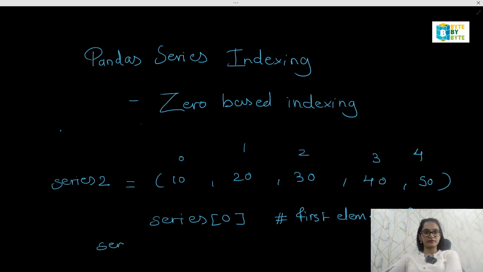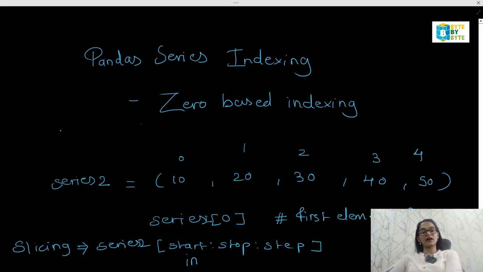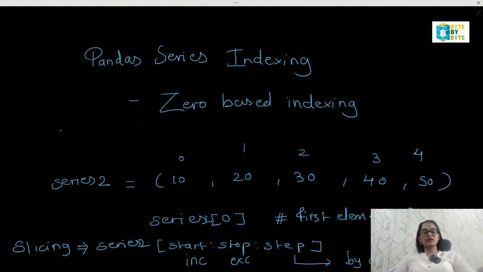And series: start, stop and step. This is nothing but your slicing. This particular part is inclusive, this particular part is exclusive, and step is by default 1. Okay, so this is nothing but your Pandas series.